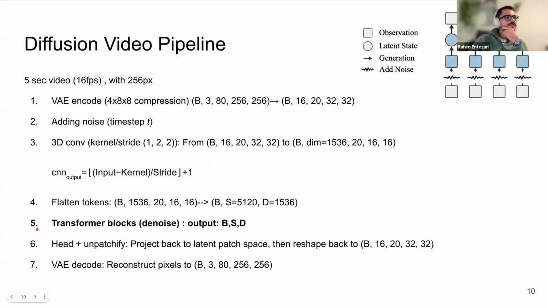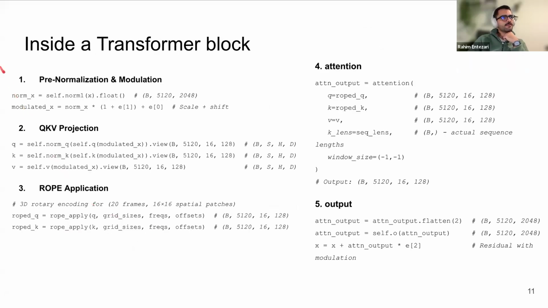So what is going on inside step 5, the transformer block? The transformer block has mainly 4 or 5 different steps. The first one is pre-normalization, so we have normalization layers. Then we have QKV projections, remember from the previous slide. Then you normalize and apply modulations. This is the QKV projection, so you have batch, sequence, head, dimensions.